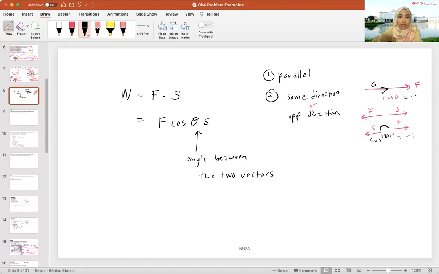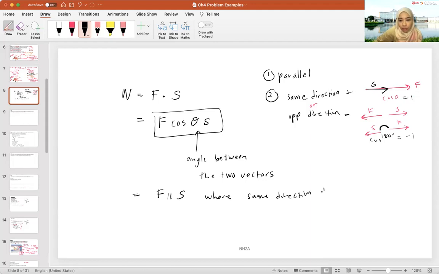If you don't want to use the angle approach, you would just say, okay, if F and S are the same direction, work done is positive. If F and S are opposite direction, it's negative. You can do that as well. You don't have to put in cosine 180, cosine 0. I'm just showing it to you guys in case you want to use this equation. If you don't, just use F parallel S, where same direction, positive work. Opposite, negative work. Boleh juga.